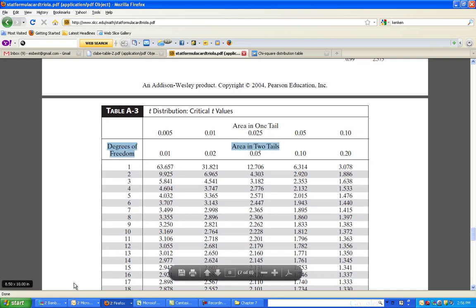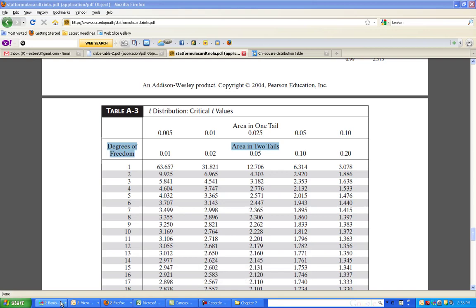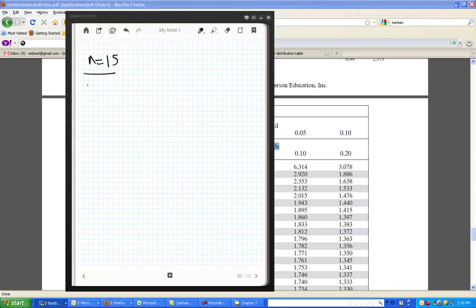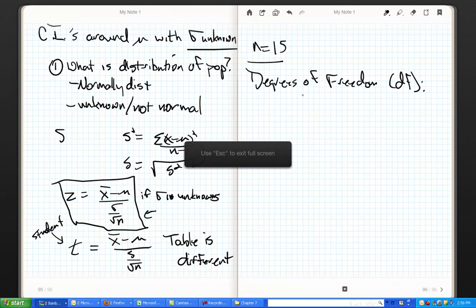The thing that I want you to notice first and foremost, the thing that's absolutely most important, is called the degrees of freedom. We've talked a little bit about these, but now it's time to really start talking about this. So let's talk about degrees of freedom, which is always abbreviated as DF. Now, for a T situation, which is what we're talking about right now, DF is always n minus 1.